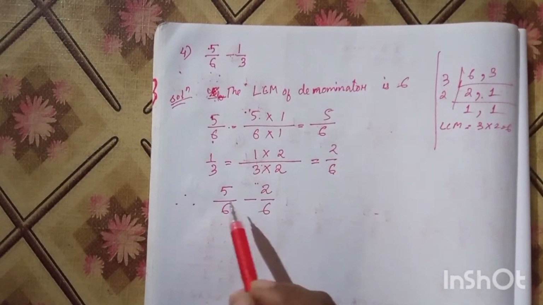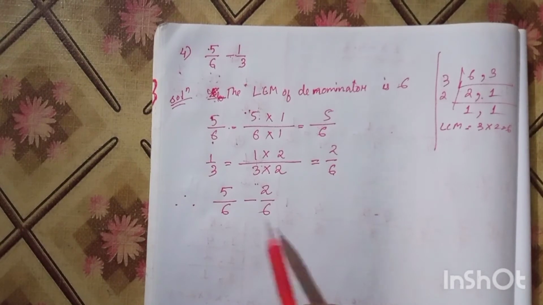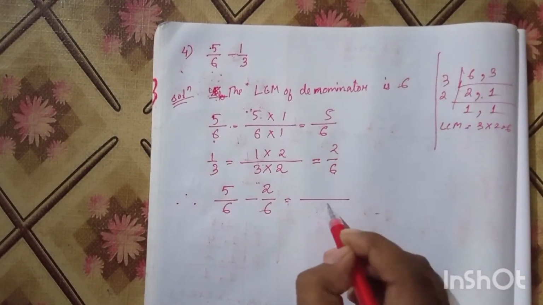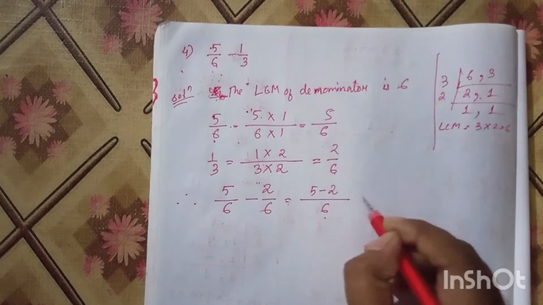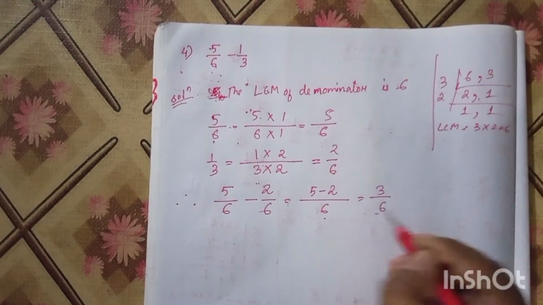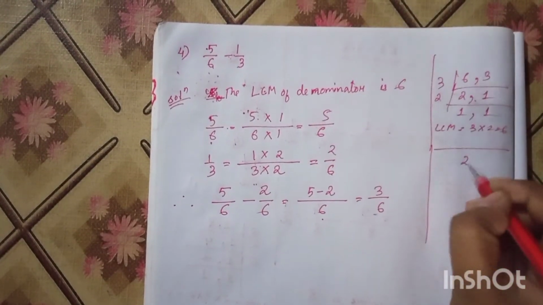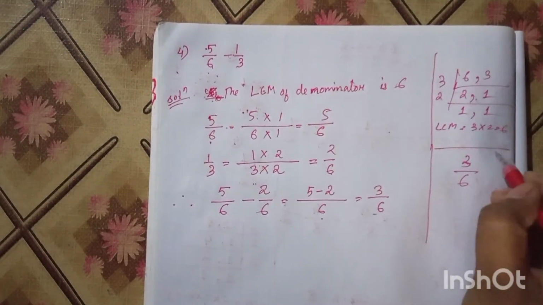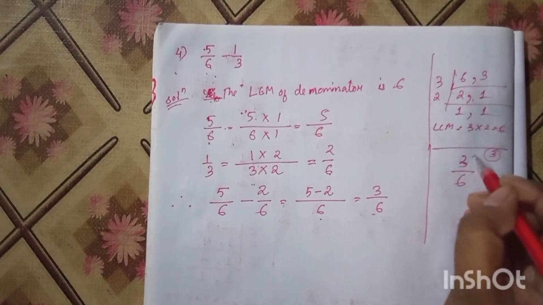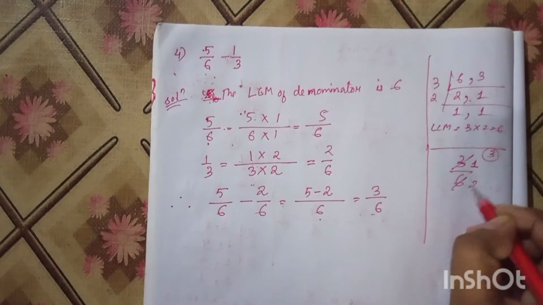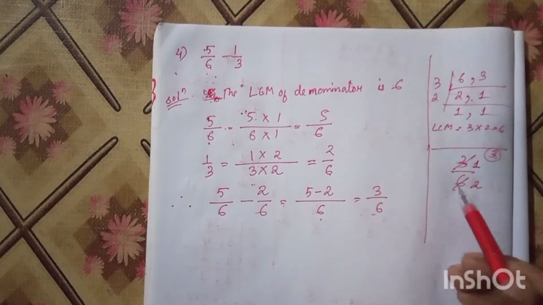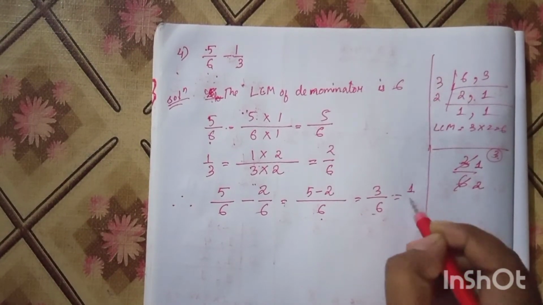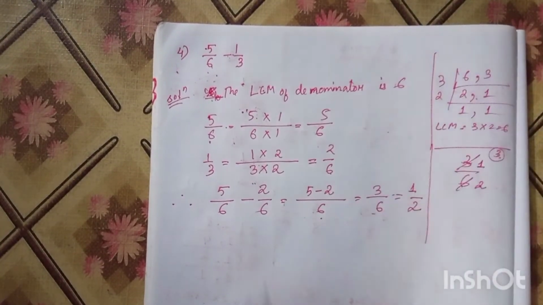Now let's see. Look at this. They have become like fractions now. Now 6 will remain as 6. 5 minus 2 is equal to 3 by 6. And here you can see both of them can be cancelled with each other by 3. Now we know that 3 ones are 3, 3 twos are 6. So the answer is 1 by 2.